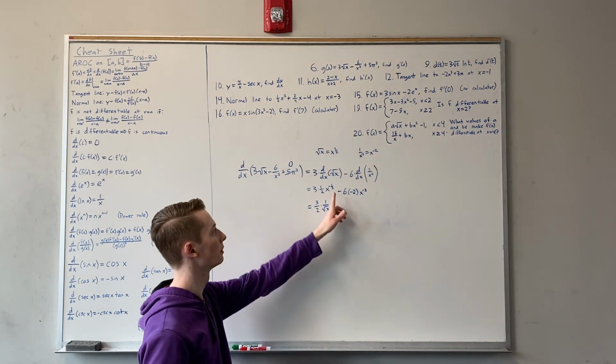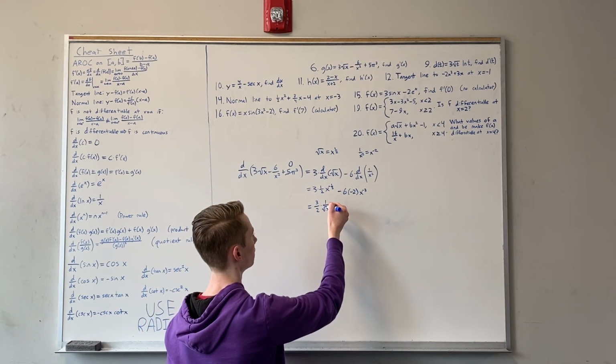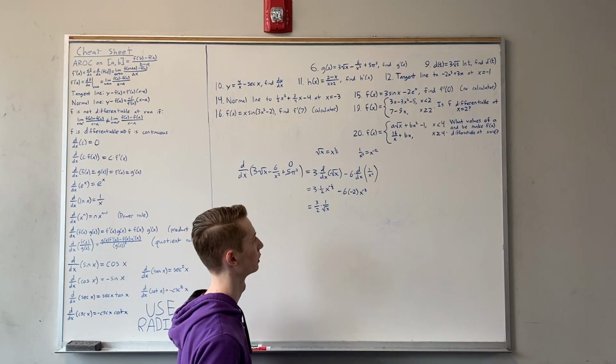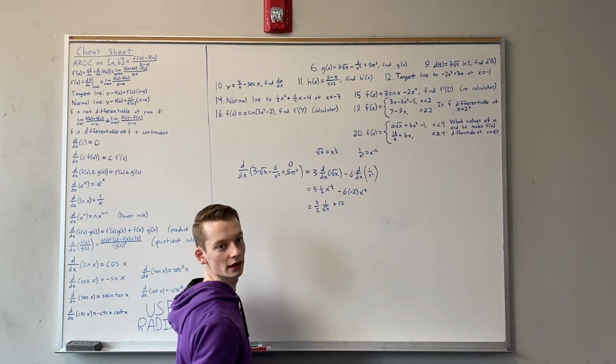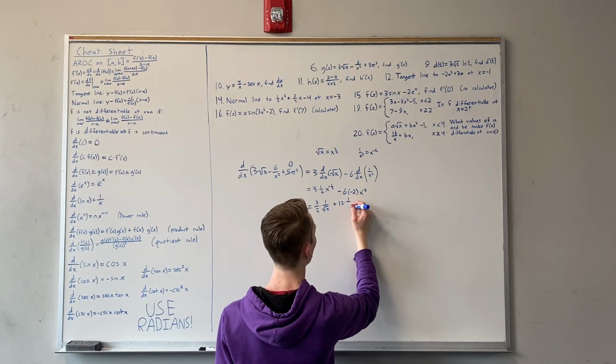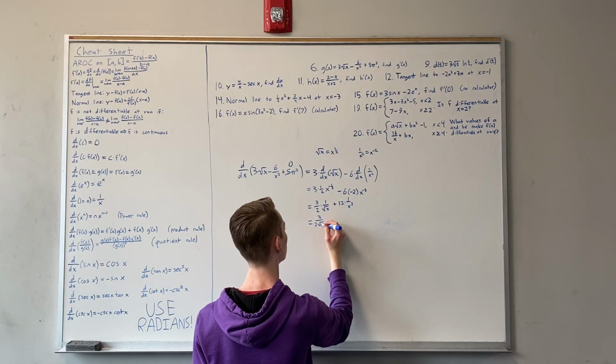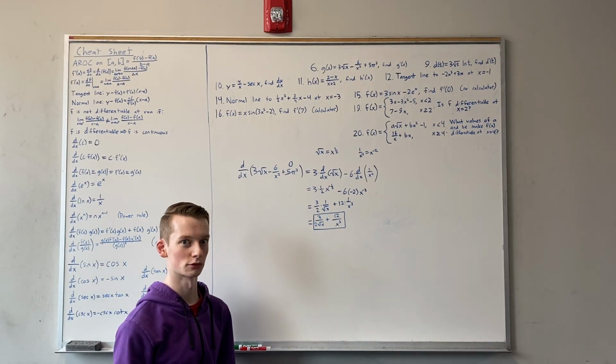So then simplifying a bit, I can drop this back down, make it 1 over the square root of x. And I can make this x to the -3, 1 over x cubed. And there's my final answer.